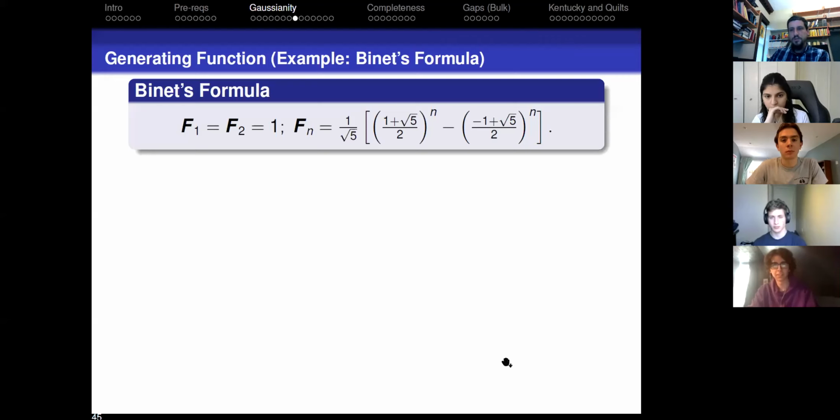So I want to talk about Binet's formula. This is one of my favorite formulas in all of mathematics. There's a couple of ways to define the Fibonacci numbers. I'll do the standard one: 1, 1, 2, 3, 5, 8, 13, and so on. Each number is the sum of the previous two. And here is an explicit formula for the nth Fibonacci number. It allows you to jump to whatever number you want.